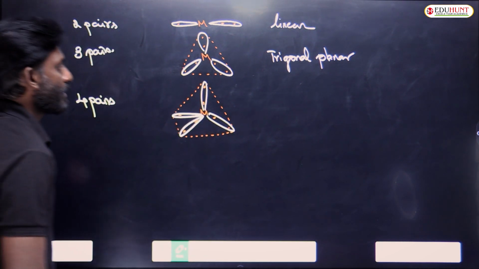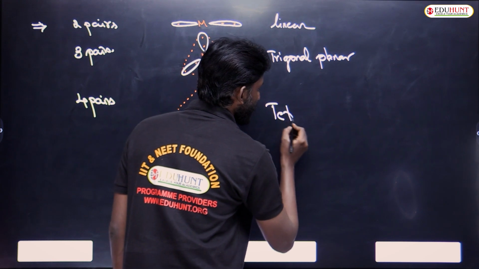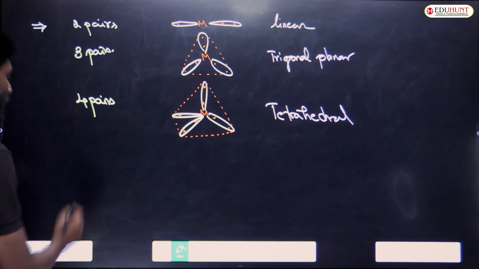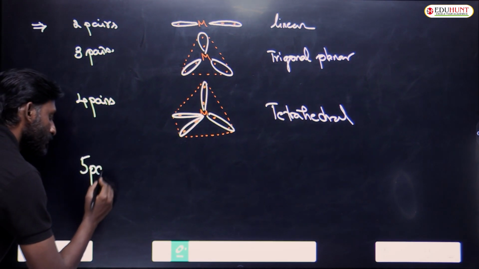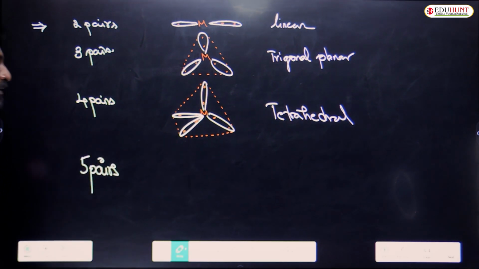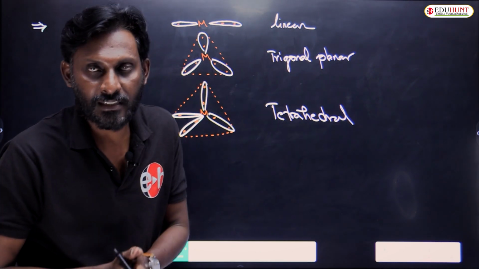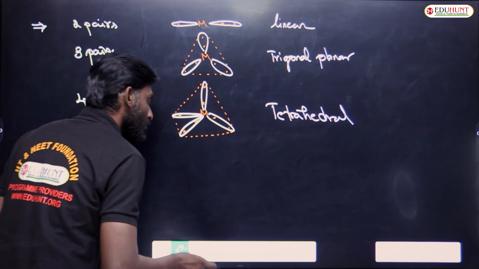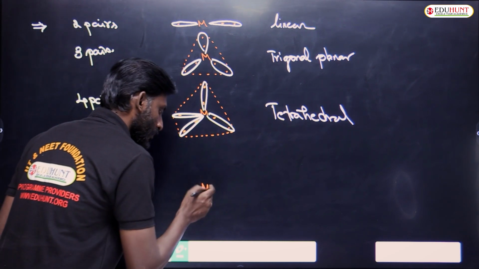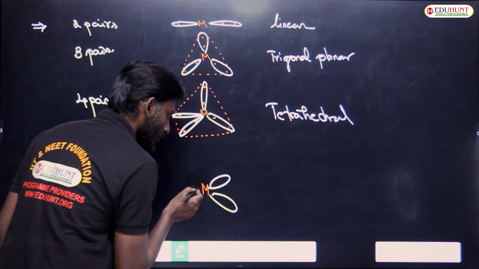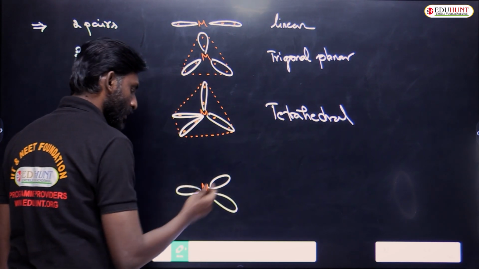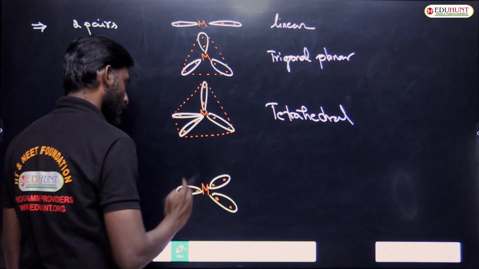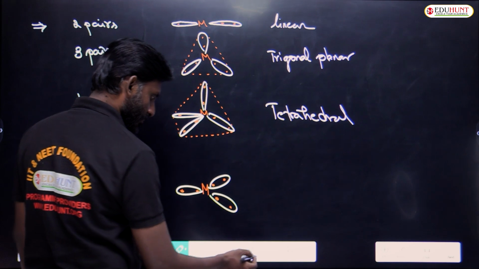This is the tetrahedral geometry. If there are 5 pairs, the geometry which gives minimum repulsions according to Sidgwick and Powell is trigonal bipyramidal. That means you have to make a trigonal plane with 3 electron pairs. This is the trigonal plane.